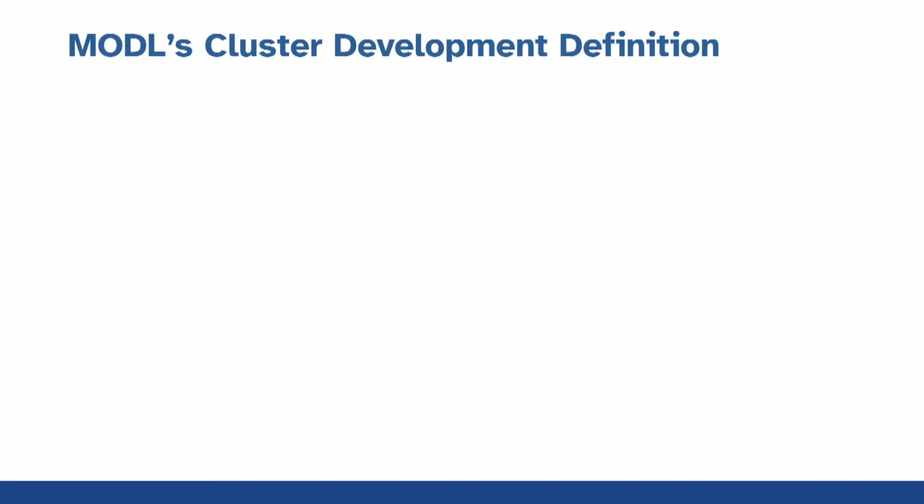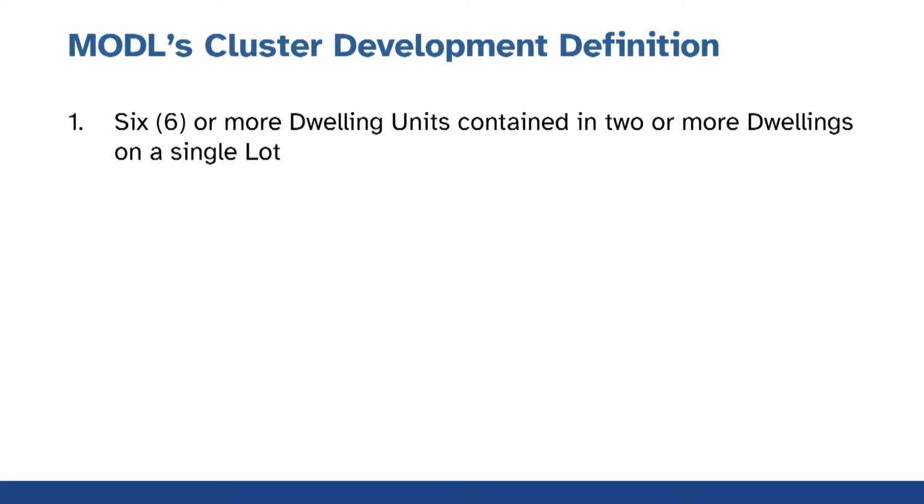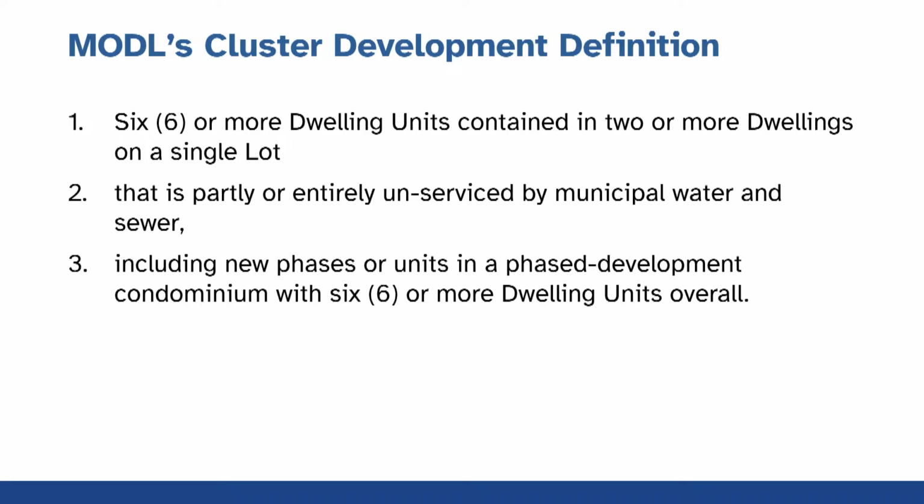So what is the cluster development definition? It consists of 6 or more dwelling units, within 2 or more dwellings on a single lot, that is partially or entirely unserviced by municipal water or sewer. This includes new phases or units in phased development condominiums with a total of 6 or more dwelling units. Recreational vehicles are not considered to be cluster developments.